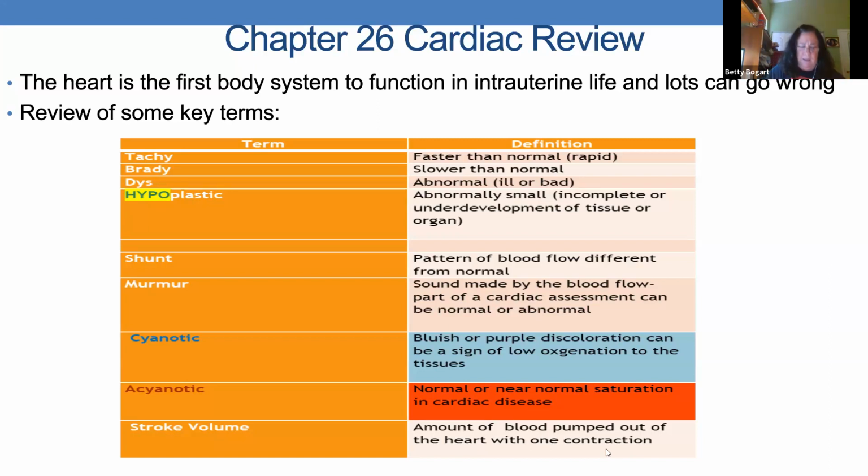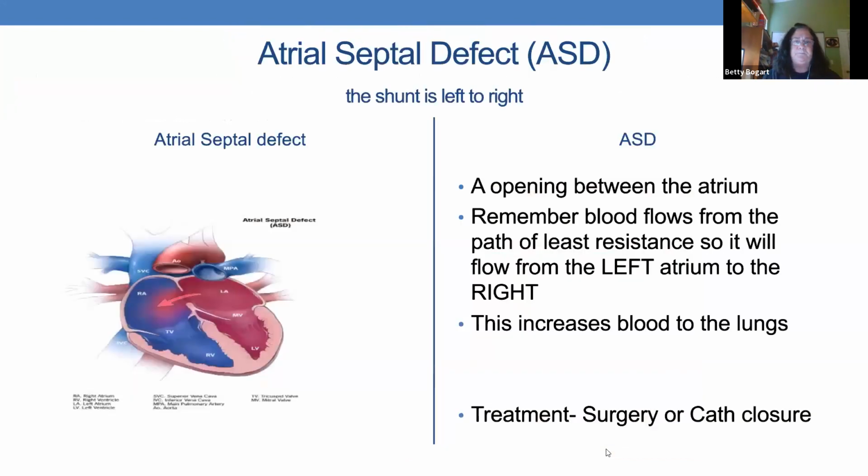Now, cyanotic is when you have not enough oxygen and you could become bluish. Acyanotic in cardiac is that the heart has a defect, but it's not affecting how it's getting its oxygen. I mean, that ASD, that hole between those upper chambers, is a defect, but it's just recirculating blood into the lungs. It's still full of oxygen, so that's acyanotic. And stroke volume is the amount of blood pumped with one contraction.